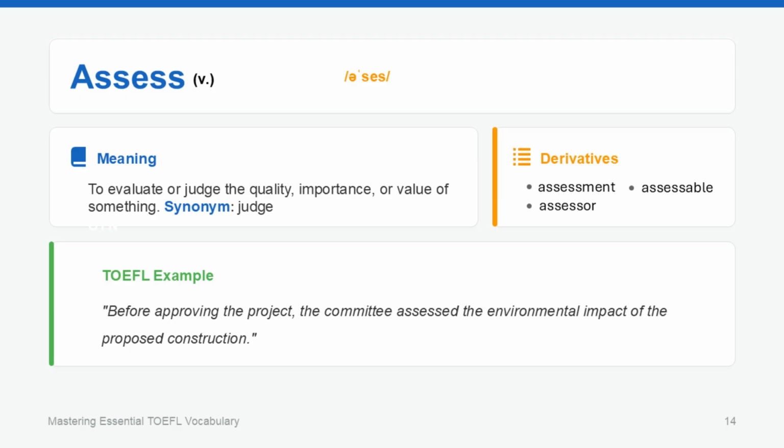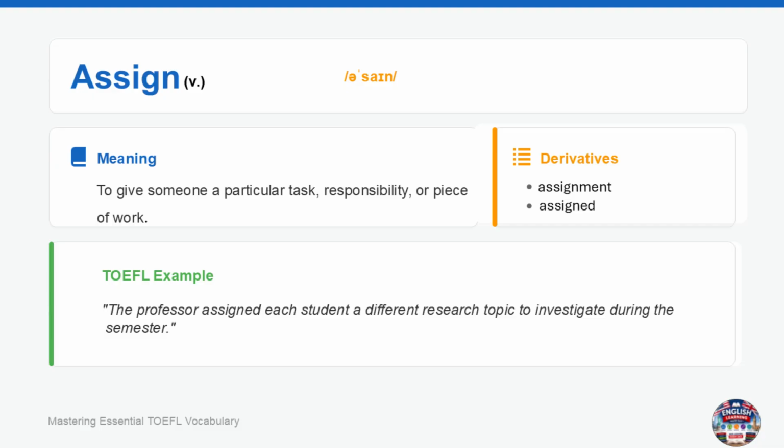Now the derivatives. Assessment, assessor, assessable. So an assessment is the process of evaluating something. Exactly. Our final word today is assign.